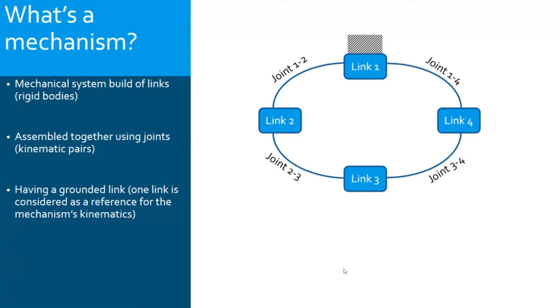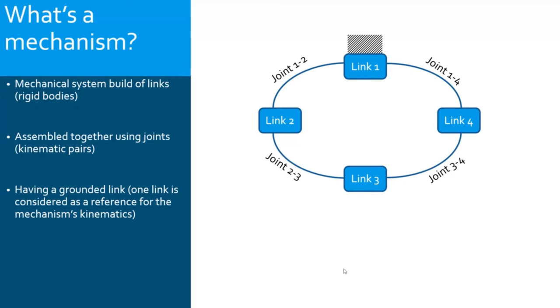Now, to build a mechanism, I need to add one condition on a kinematic chain. So a mechanism is a kinematic chain, but in which we have one link considered as the ground. One link considered as a reference. Now, if I say a link, like here link one, is the ground, it doesn't mean necessarily that link one is not moving or static. It just says that I am taking link one as a reference for my kinematic study.